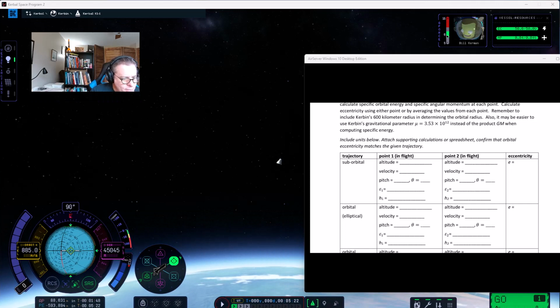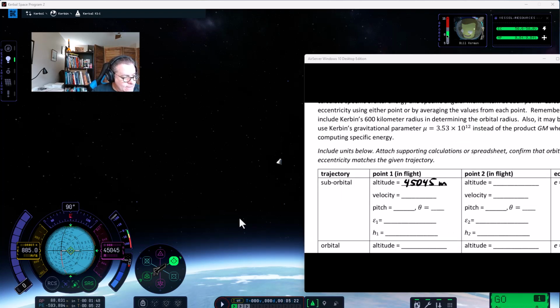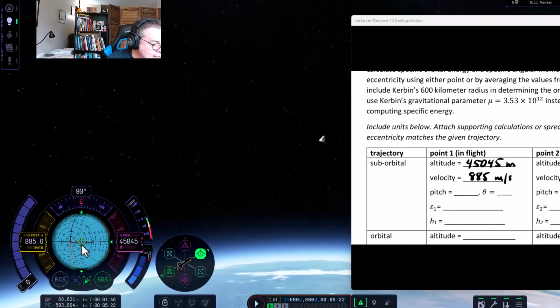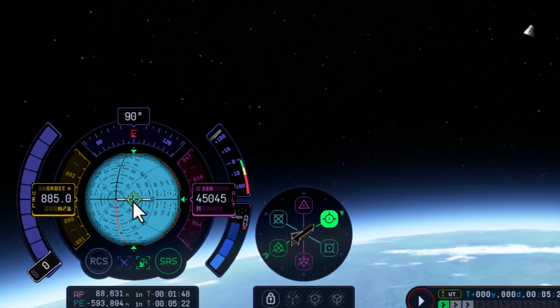Okay, so I paused it here, and looks like we're lined up with the prograde vector, and I've got a current altitude of 45,045 in meters. The velocity currently is 885 meters per second. And for pitch, I'm going to estimate that to be, well, it could be about 70, maybe just slightly under that.